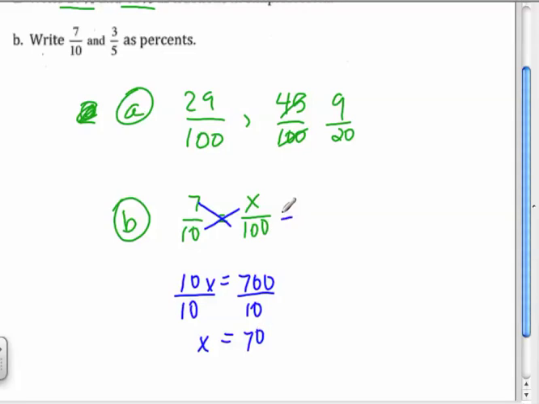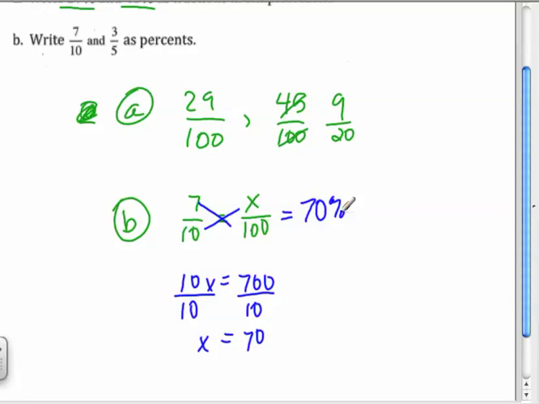Now, I know that x equals 70, but they said to please write this as a percent. So how should I write the answer to this question, Ross? 70. Not 70 over 100. That's as a fraction. 70 with the little percent sign behind it. Okay? All right.